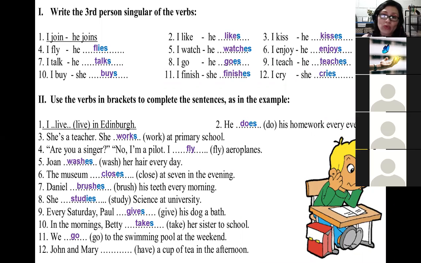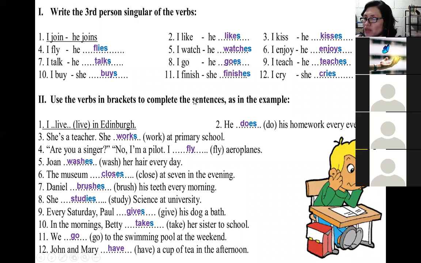What about number 12? John and Mary. Eso, chicos, excelente, muy bien. Is have. ¿Por qué? Porque siempre somos nosotros. John and Mary, perdón, son ellos, ¿verdad? John and Mary, they have a cup of tea in the afternoon. ¿Ok? Excelente, very good.